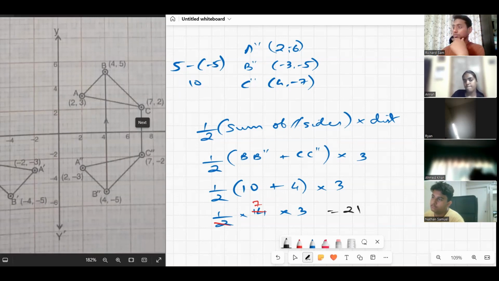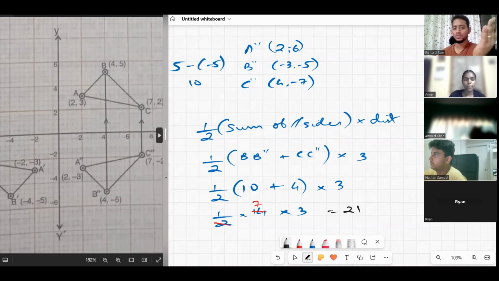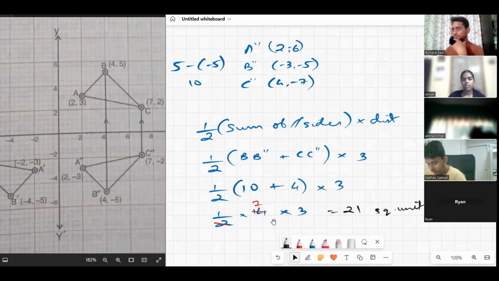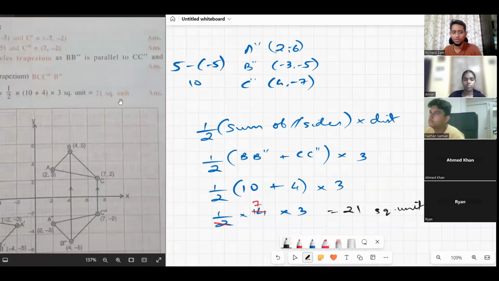21 what? It's area. Normally area we call it centimeter square, meter square. That square has to be there. But here we don't know whether it is centimeter or meter or kilometer. So we have to say unit square or square unit. So sq unit, square unit. Okay, that is how you write the unit. See here, 21 square units.